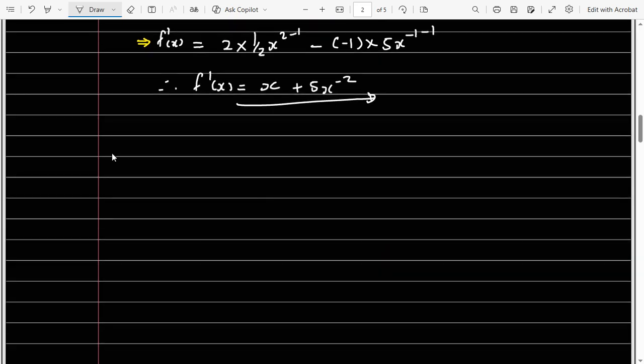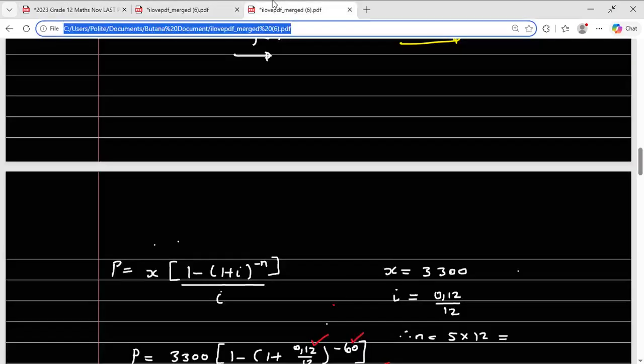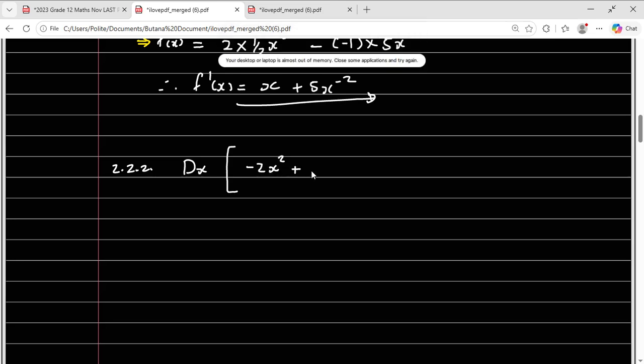Okay, so now on that 2.2, I think this is question 2.2.2. Okay, so on that 2.2.2, I'll explain why the x is very special. So this is given as negative 2x squared plus.